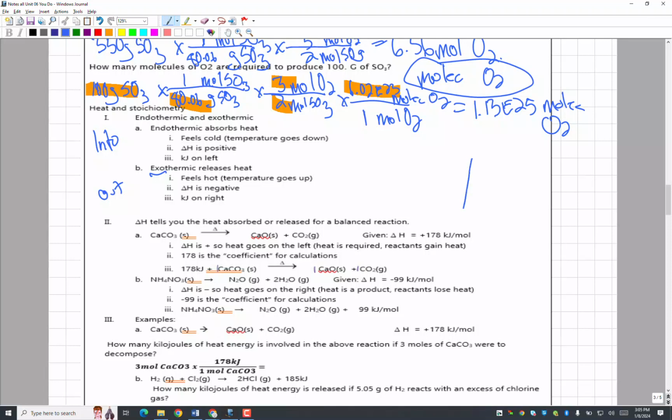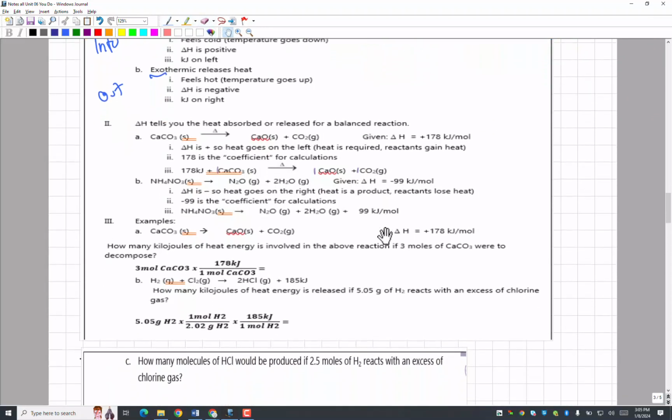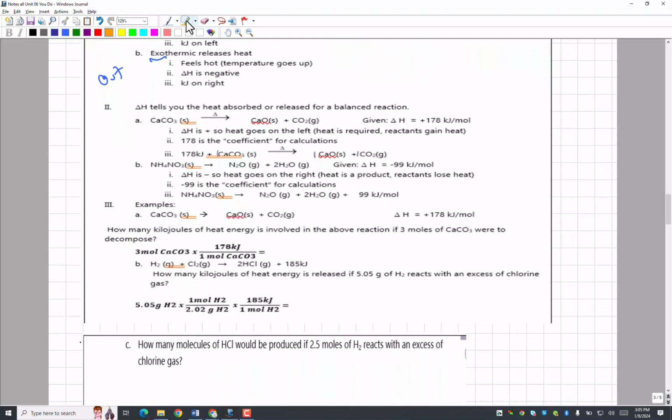So delta H tells you the heat absorbed or released for a balanced reaction. It is pretty common to have it like this, where it would tell you, hey, look right here, there's delta H, okay? So delta H is positive, so heat goes on the left-hand side. 178 is the coefficient for calculation, so I rewrite it and put it on the left, or right, or whatever it is, okay?